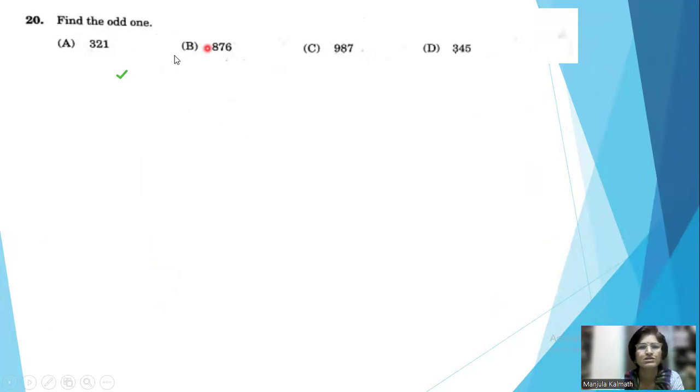Find the odd one. Here, four numbers are given. Which is the odd number? Just you need to find out. What is the odd number? So here, one simple approach. We have to start with a simple comparison here. First, I'll take the sum of all these digits. 3 plus 2 plus 1, 6 it is. And here we have 15 plus 6, 21 it is.